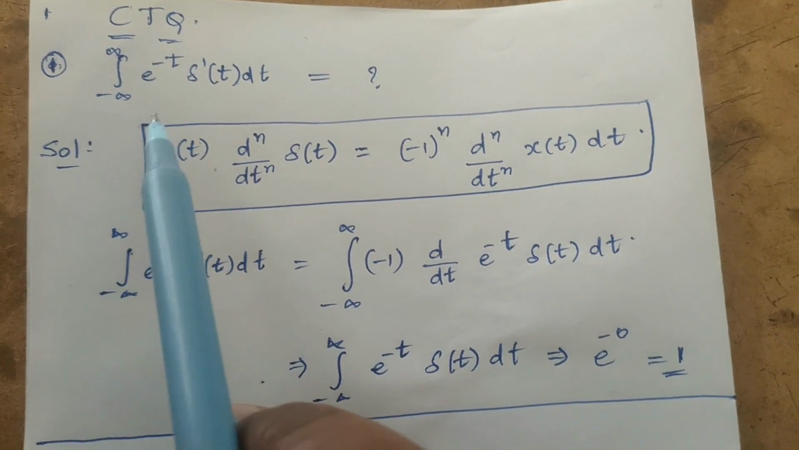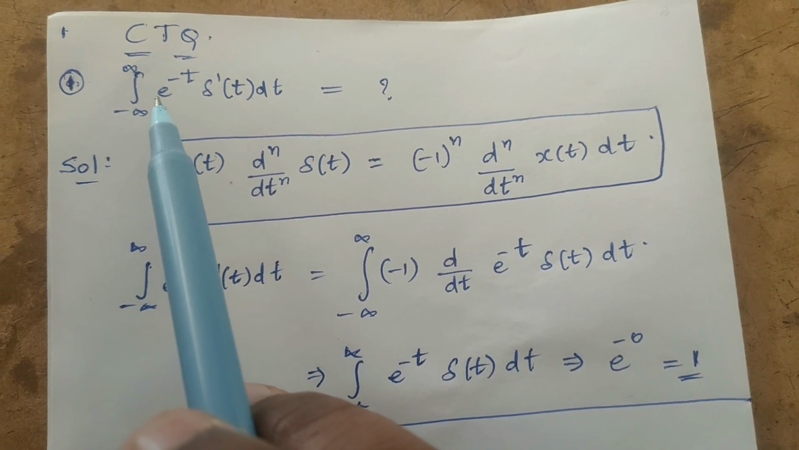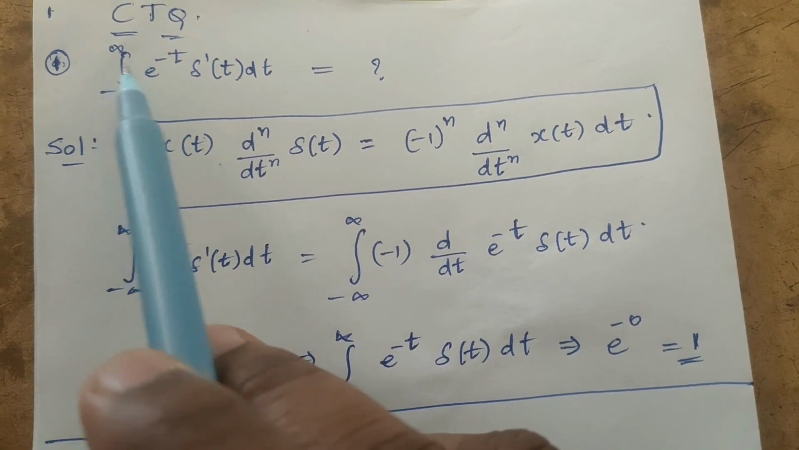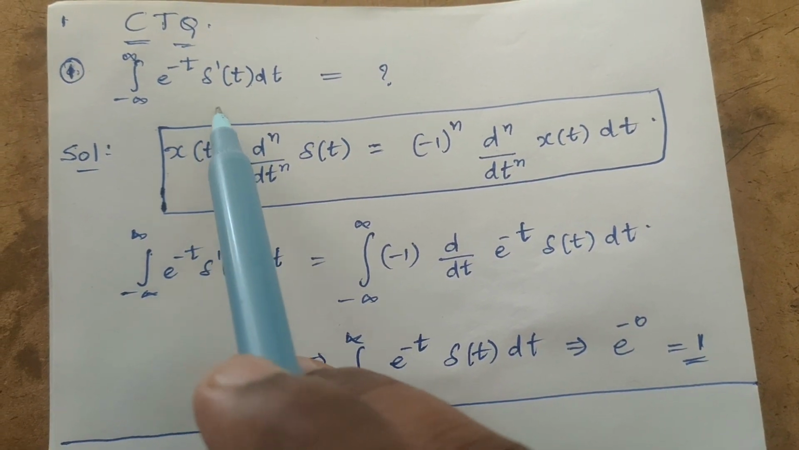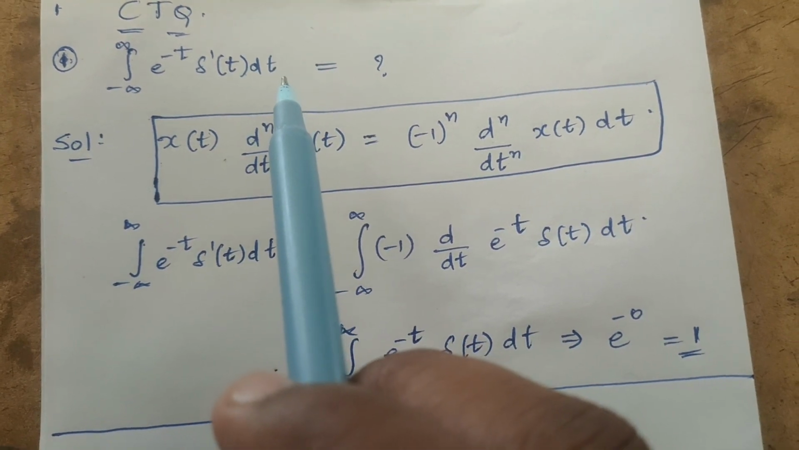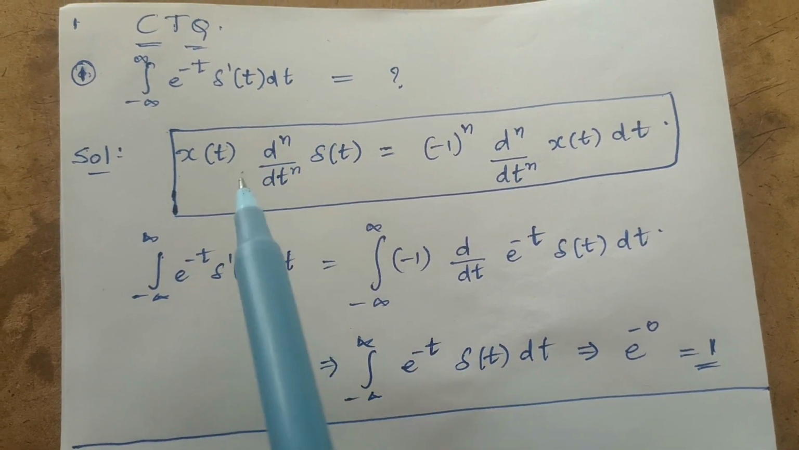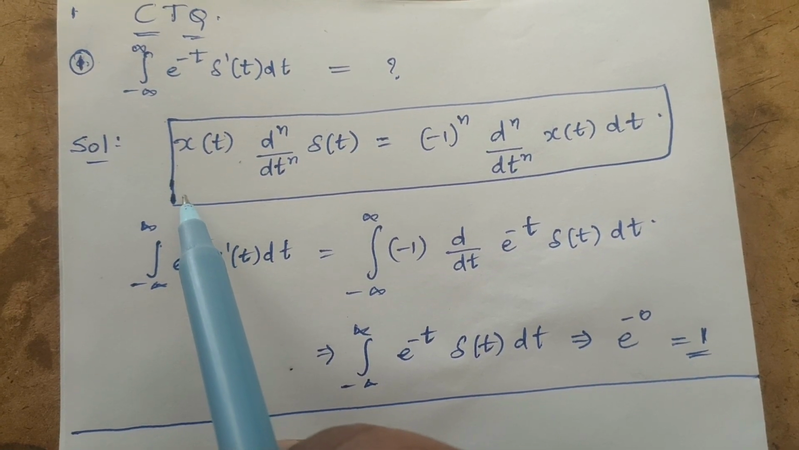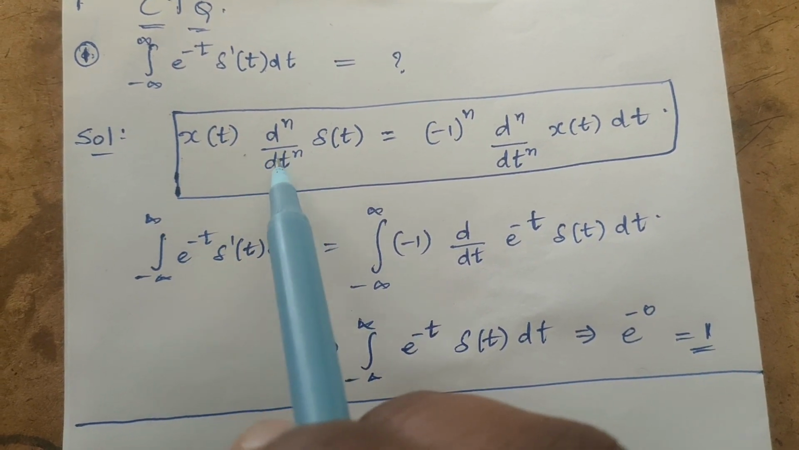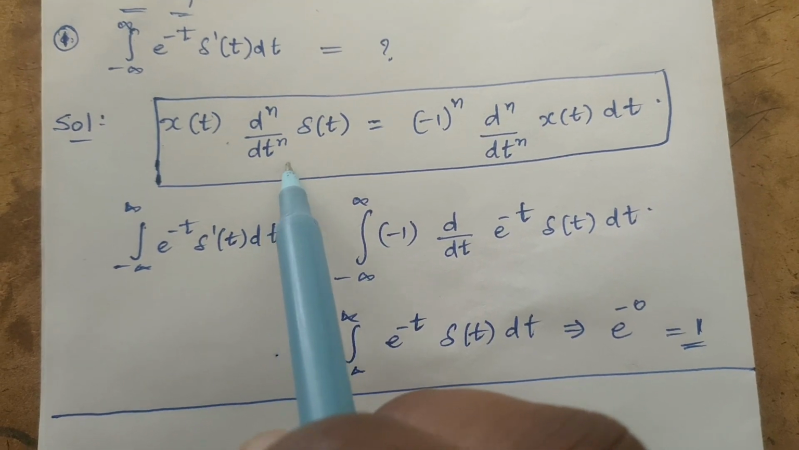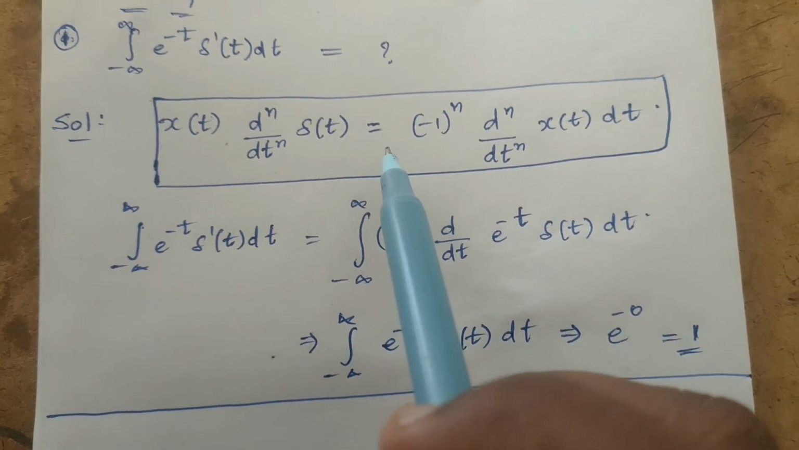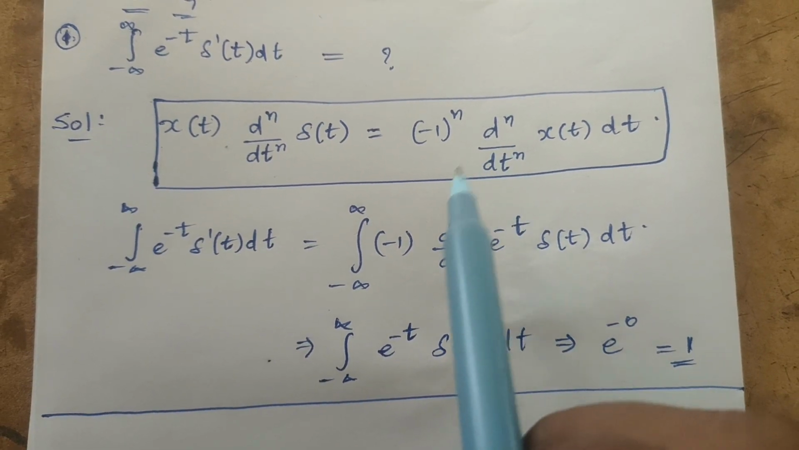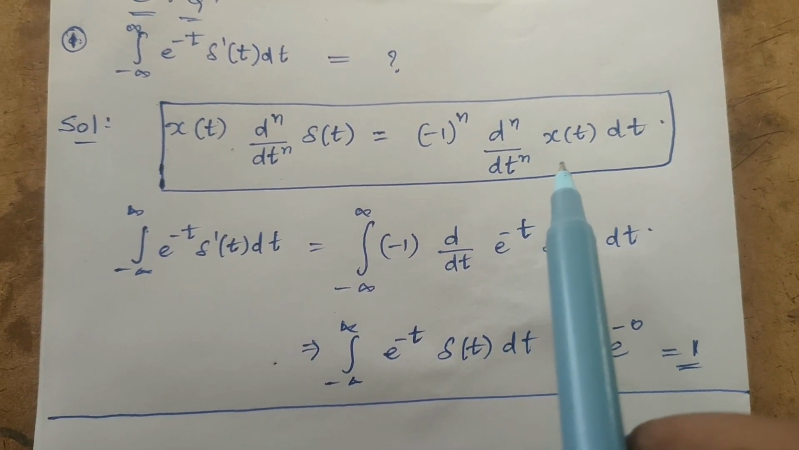In this question he is saying to find the integration from minus infinity to infinity of e power minus t into del dash of t into dt. Here this equation is in the concept of x of t d power n by dt power n into del of t, which we can write as minus 1 whole power n d power n by dt power n of x of t into dt.